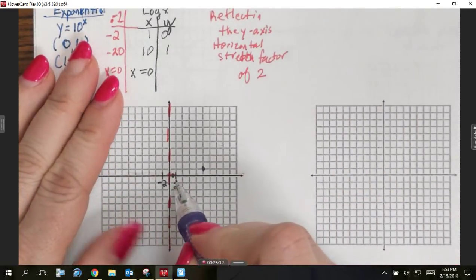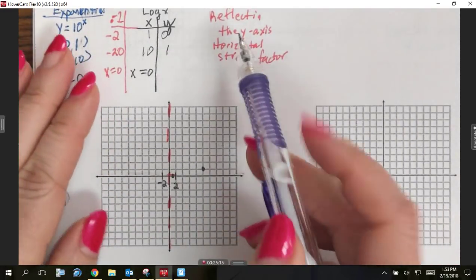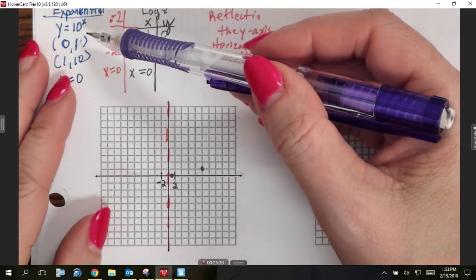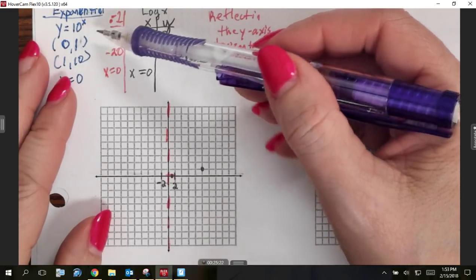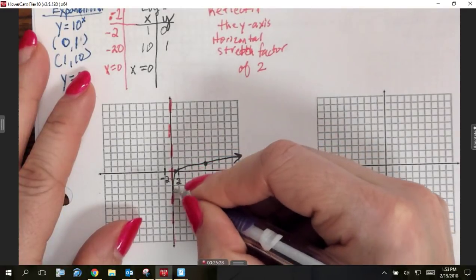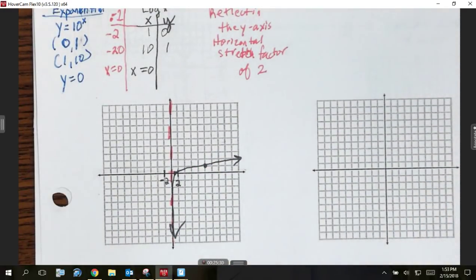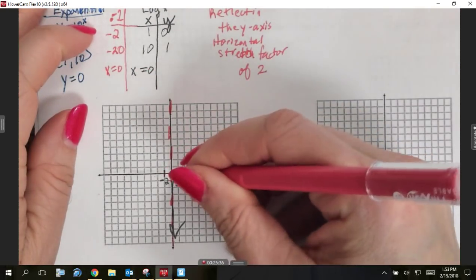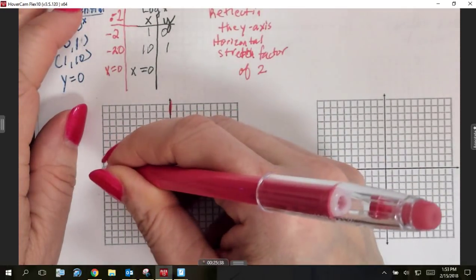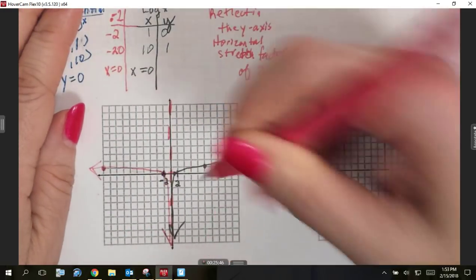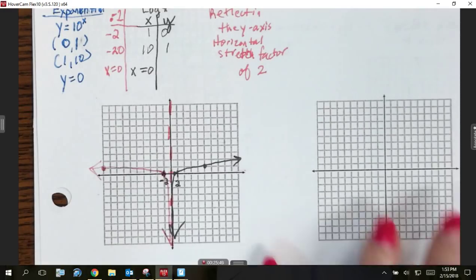Okay, when we graph the logarithmic, if you look at the exponential, this was a growth. This was 10 to the x. So when you graph your logarithmic, it's also growth. It's going up. And then I multiplied by negative 2. So I'm going to graph those, negative 2, 0, and then negative 20, 1. And I will use my asymptote so I don't cross through it. And that's what the two graphs will look like.